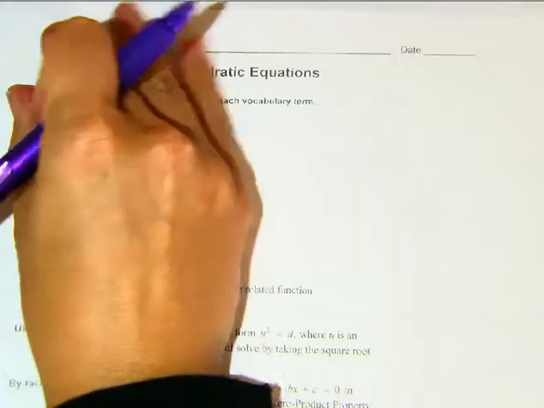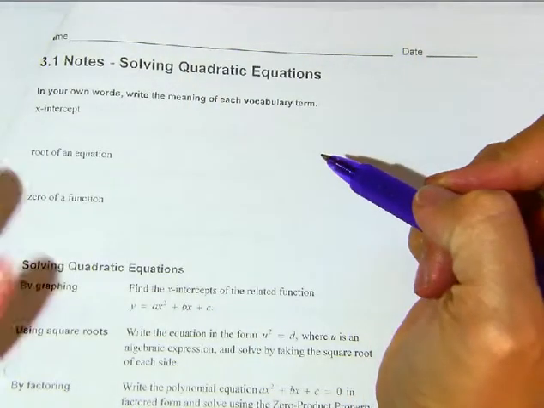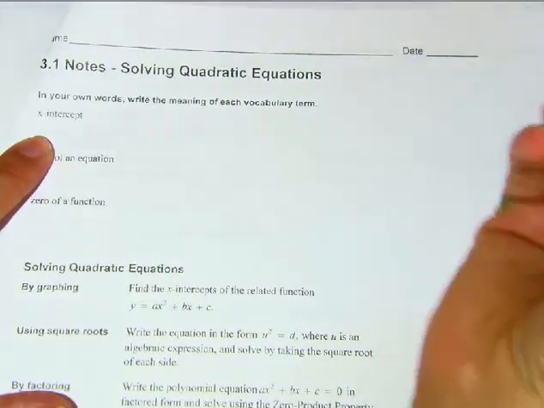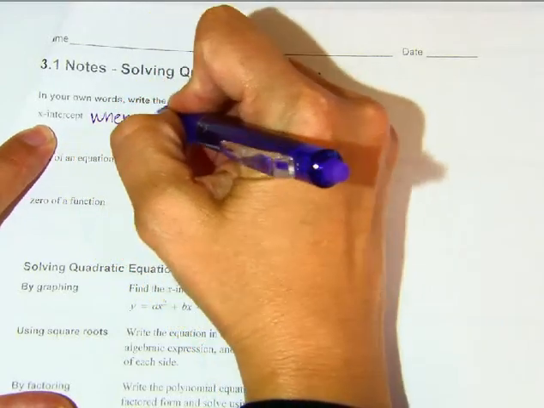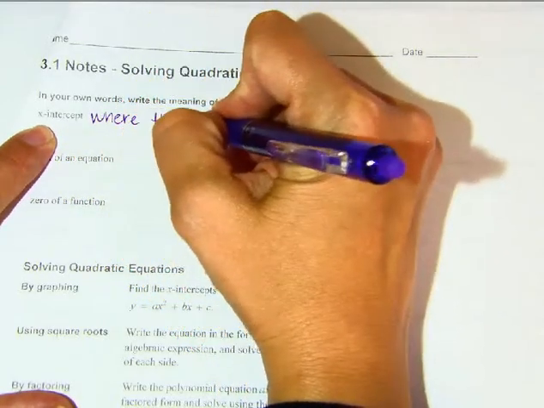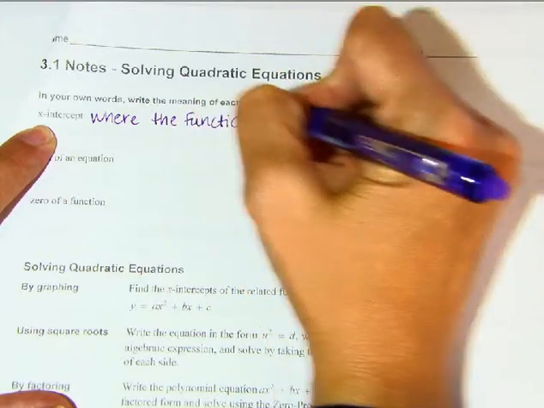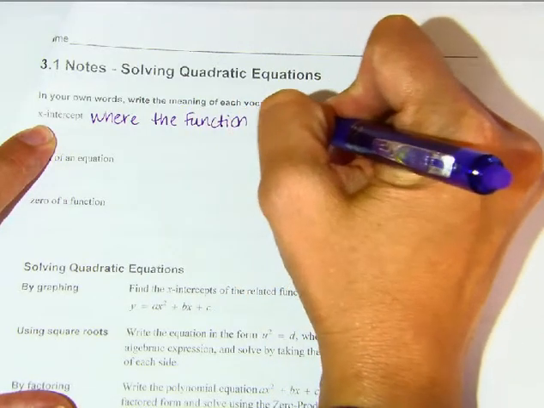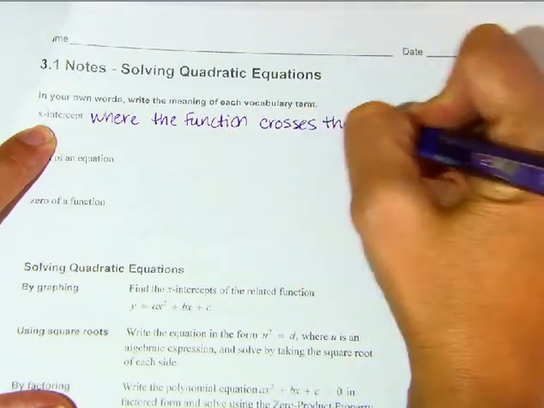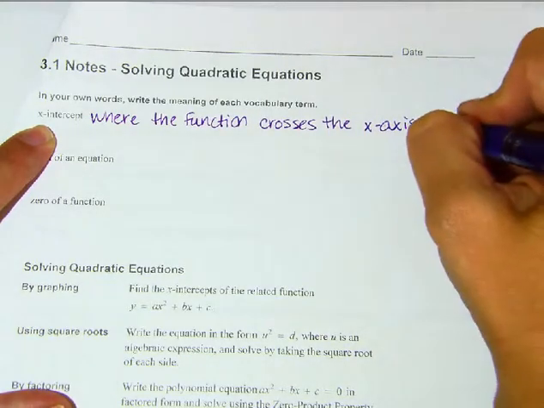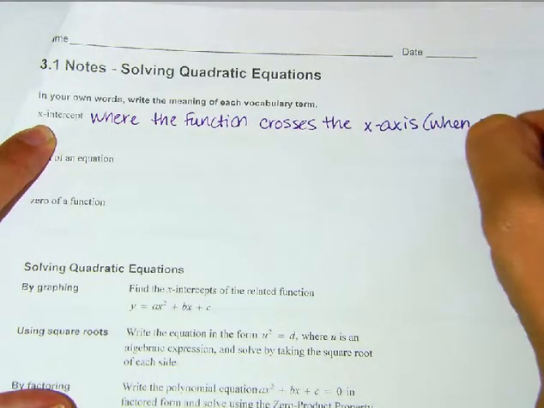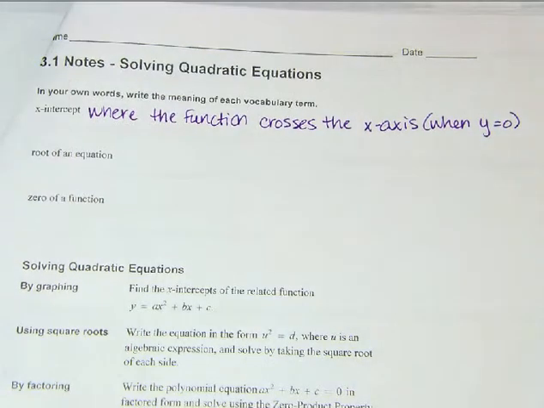But okay, so 3.1. An x-intercept is where the function crosses the x-axis. Basically, that means it's when y equals 0. The x-axis is when y is 0.